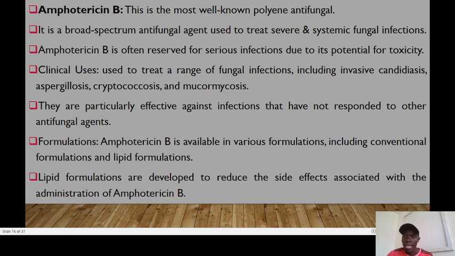All right. Okay, so amphotericin B, we've already said this is the most commonly known polyene antifungal and is a broad spectrum antifungal agent because it's used to treat severe and systemic infections. So it's often reserved for serious infection due to its potential for toxicity. It can also be used to treat fungal infections including invasive candidiasis, aspergillosis, cryptococcus, and mucormycosis. So they are primarily effective against infections that have not responded to other antifungal agents.